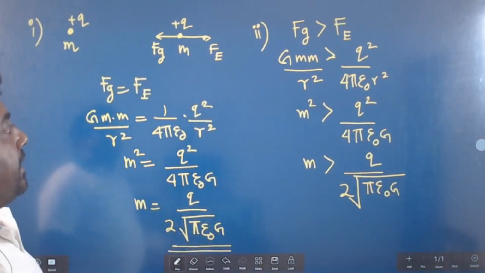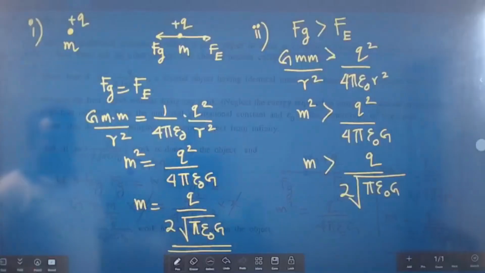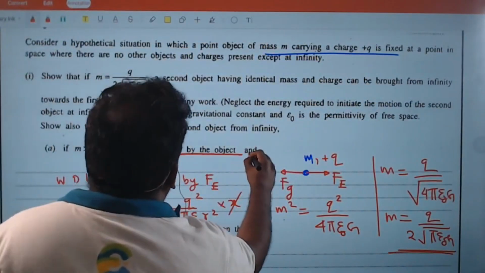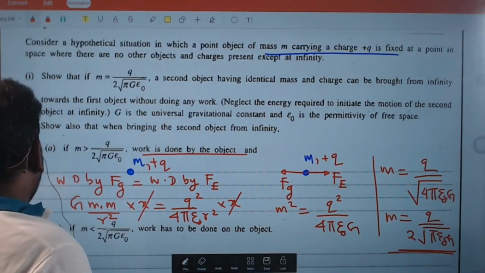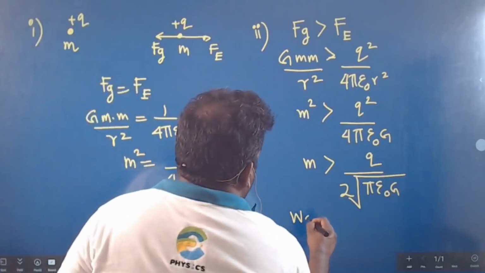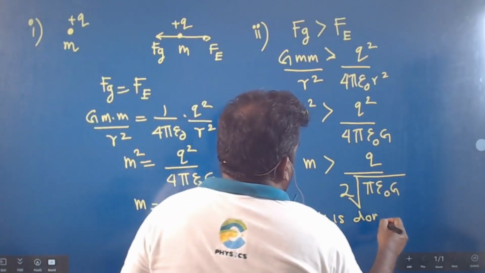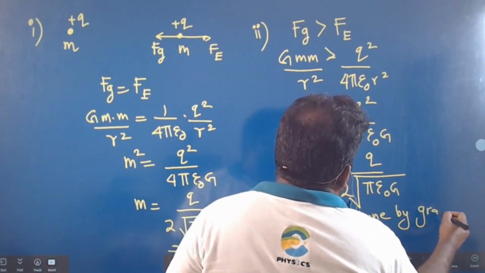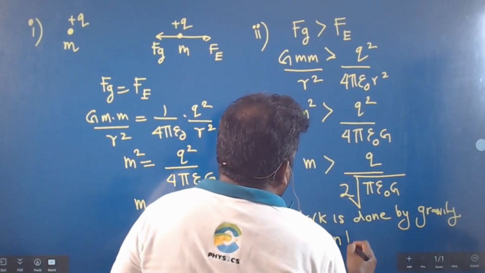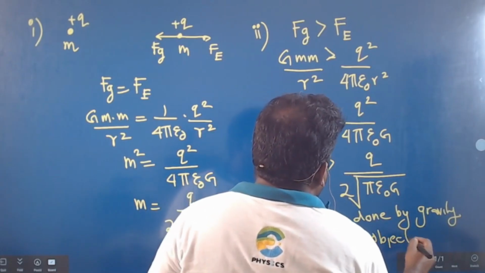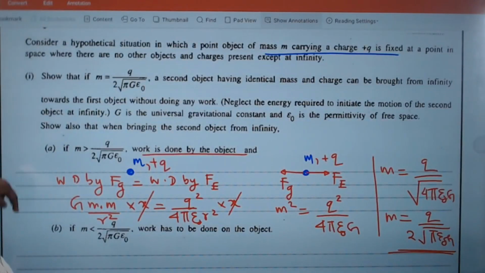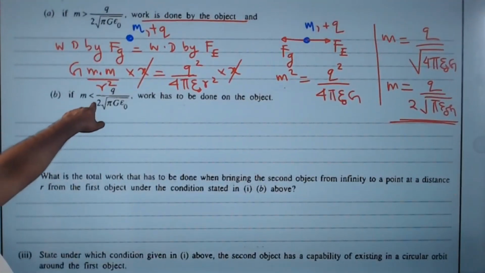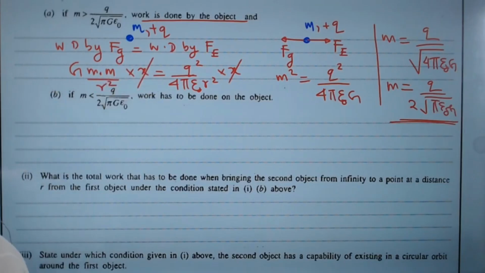So work is done by gravity. Work is done by gravity. So work is done by the object. So easily we can say work is done by gravity on the object. Right. Next one. If M is smaller, work has to be done on the object. Right.